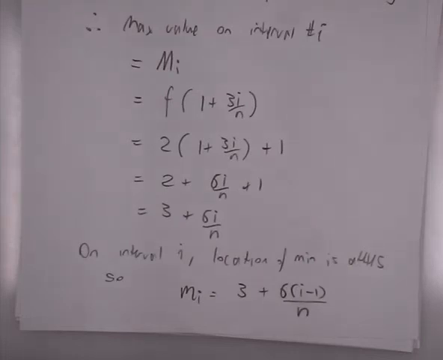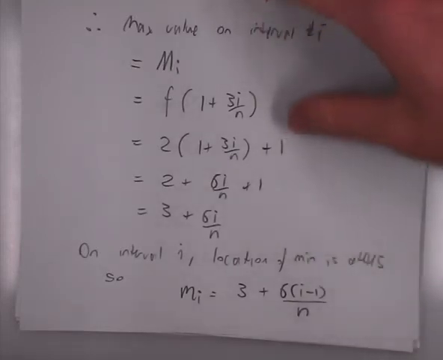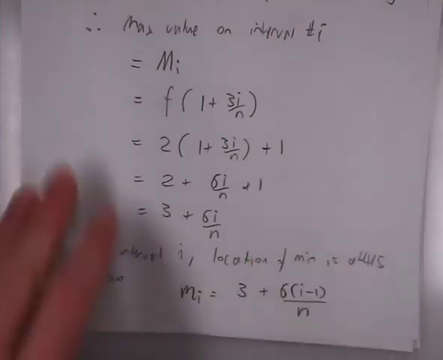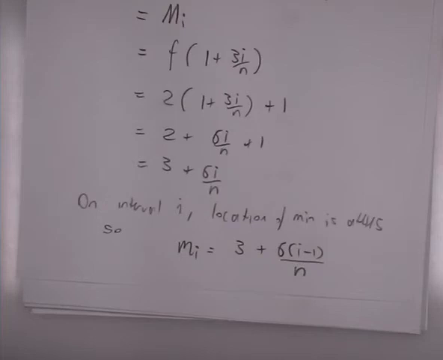Okay, almost there. I've found where the maximum is and what the maximum is. I've found where the minimum is and what the minimum is. And now I can finally figure out what the formula for the upper and lower sums are.